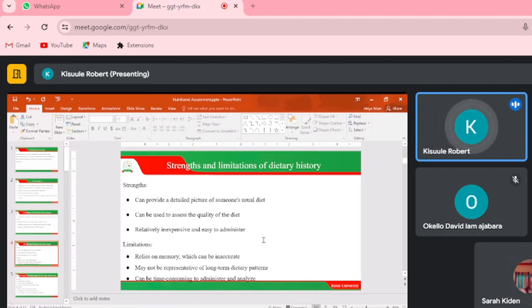We have strengths and limitations. With the strengths, when we do dietary assessment using a diet history, we can provide a detailed picture of someone's usual diet, and we will see that when we come to doing a dietary history, or doing the dietary assessment of an individual, we choose random days.